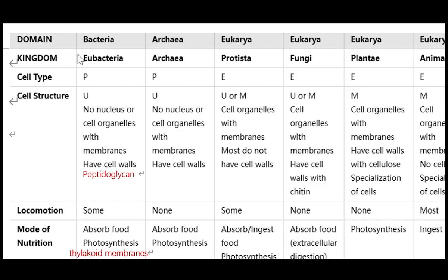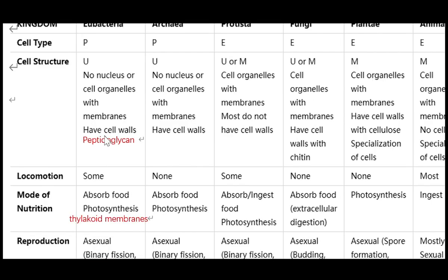For the kingdom eubacteria, you can call it eubacteria like I show it here, or you can just simply call it bacteria. It doesn't really matter. And let's start with this column. So for the kingdom bacteria, all of them are prokaryotes, and they're unicellular, meaning that they do not have a nucleus or membrane-bound organelles, but they do have cell walls, which are made of peptidoglycan.